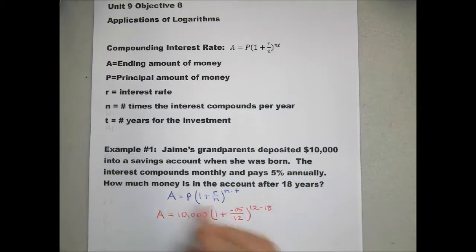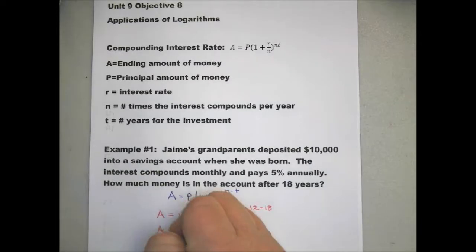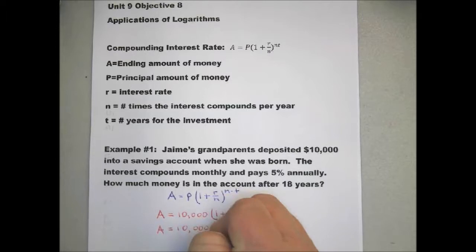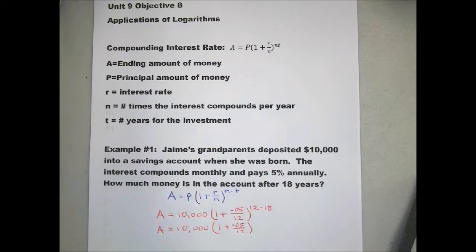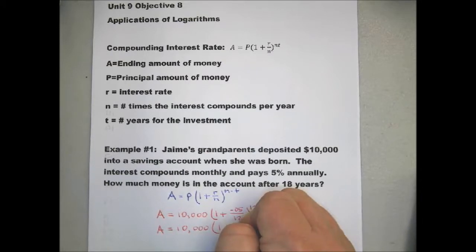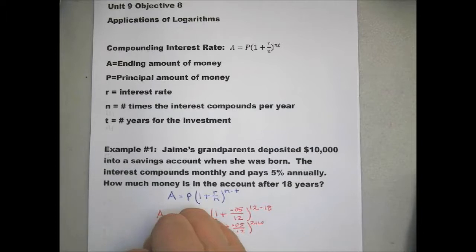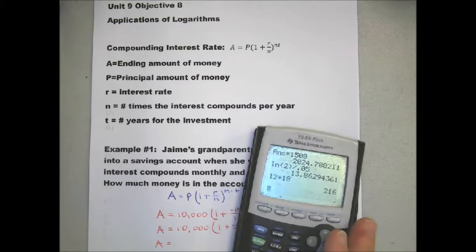Now, next thing, A equals 10,000, 1 plus 0.05 over 12, and the only thing I'm going to do is simplify 12 times 18, and that becomes 216. Now, everything else from here can be done on the calculator. I'm going to do the parentheses first, so 1 plus 0.05 divided by 12 equals that number. Now, I'm just going to keep that number in my calculator.